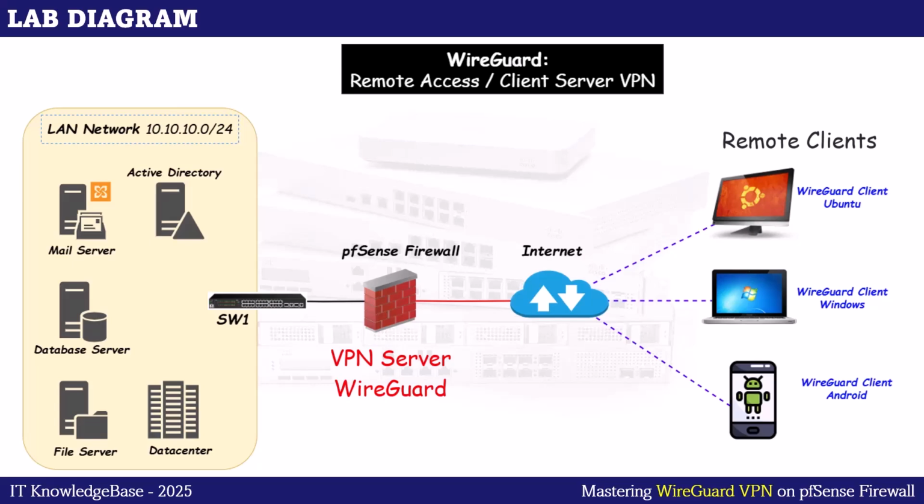Number 1 is Active Directory. This is used for directory services and for user authentication. Number 2, Mail Server. This is our internal email server responsible for managing email communication. We also have a database server for managing database services and a file server to store and manage corporate data or files. We have a data center as well, a centralized repository for data storage and processing.